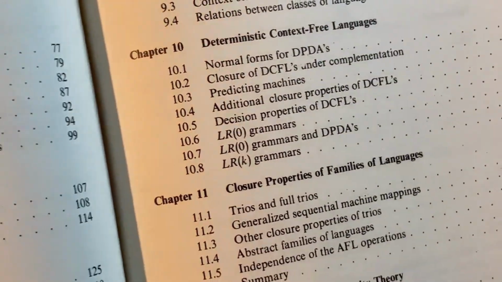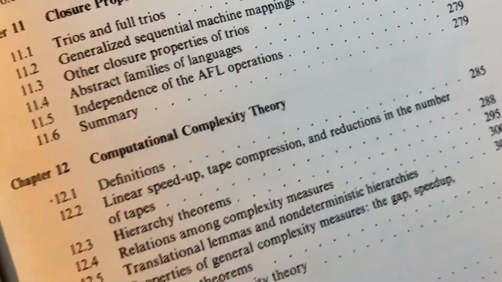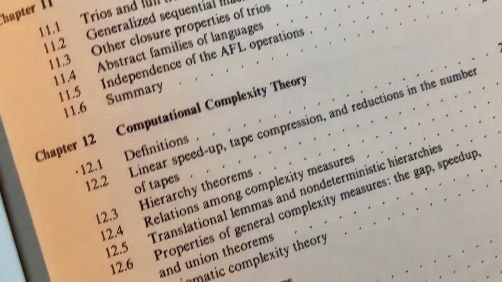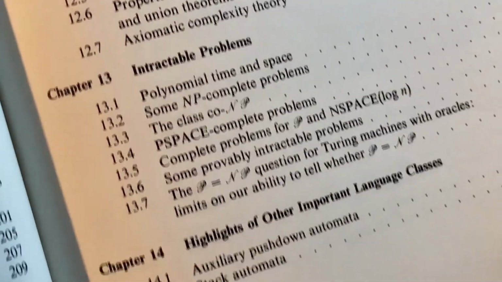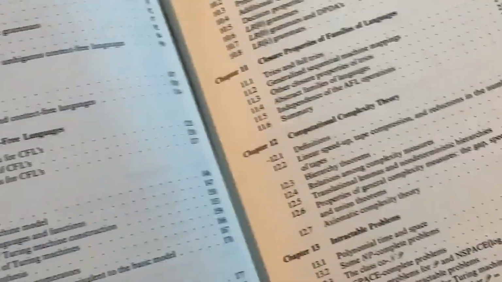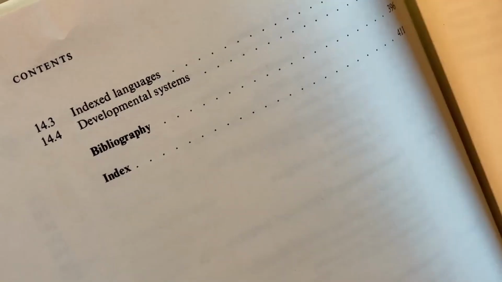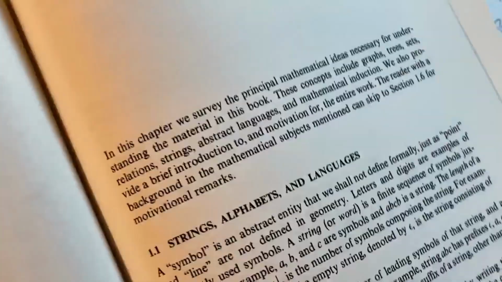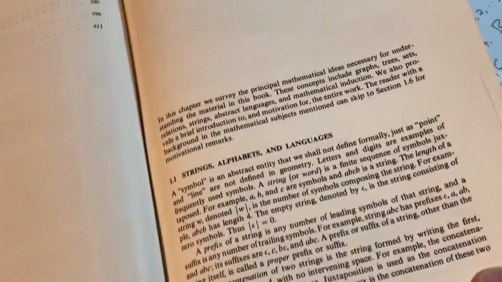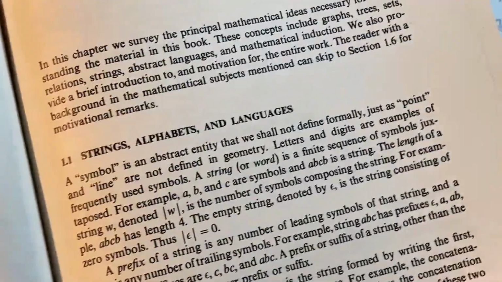Undecidability, Chomsky hierarchy, deterministic context-free languages, closure properties of families of languages, computational complexity theory, intractable problems, highlights of other important language classes. Then we have index languages and developmental systems. Cool. I'm going to zoom in here. I think I'm zoomed in all the way. We can read this together.